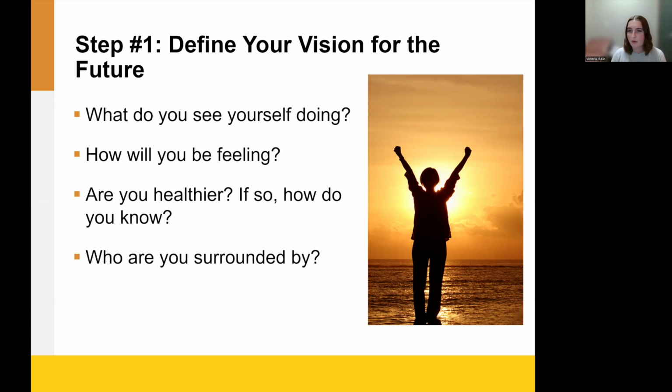And then who are you surrounded by? So who is in your vision with you? It could be loved ones, friends, family. Maybe you really like your neighbors. You could have 7 dogs. I don't know. So ask yourself, who are you surrounded by? Who's kind of in that vision with you? Okay, so this is step one, define your vision.